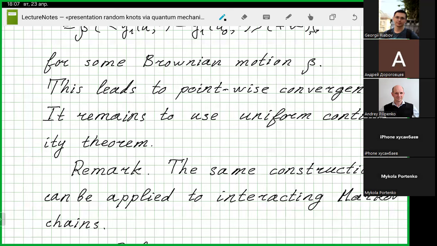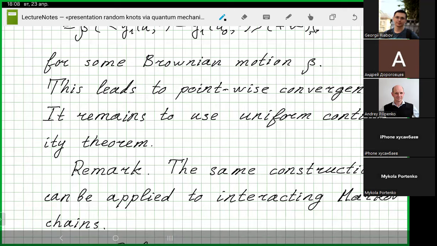The last remark which I want to say is that the same construction can be applied to interacting Markov chains. And in this case, one can use, instead of wave functions which are defined like elements from L2(R^d) and so on, vectors. So one can consider finite dimensional Gaussian white noise and get some interacting Markov chains. But for me, it was interesting to get a continuous picture. And now let me show the picture of how this model works.